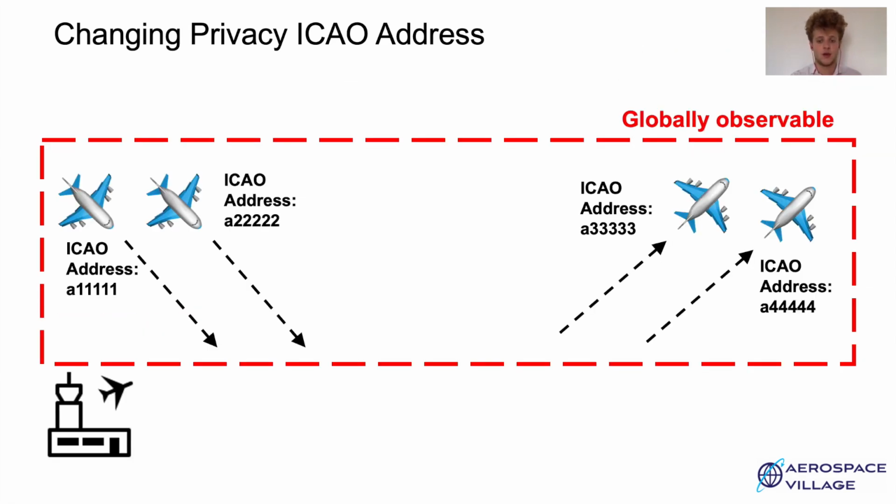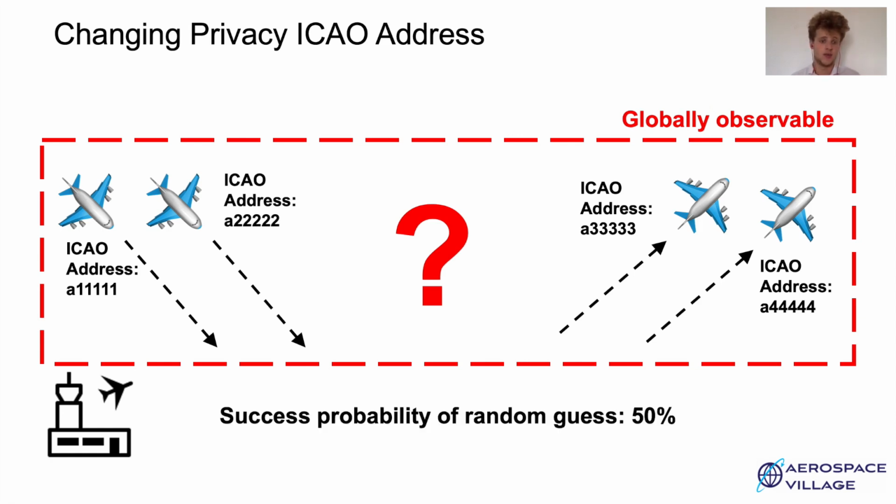But if multiple aircraft enrolled in the PIA program are changing their ICAO address in the same airport during the same time period, it is not possible to link accurately aircraft arriving at the airport with the aircraft leaving the airport. So the best attack is in fact to take a random guess.